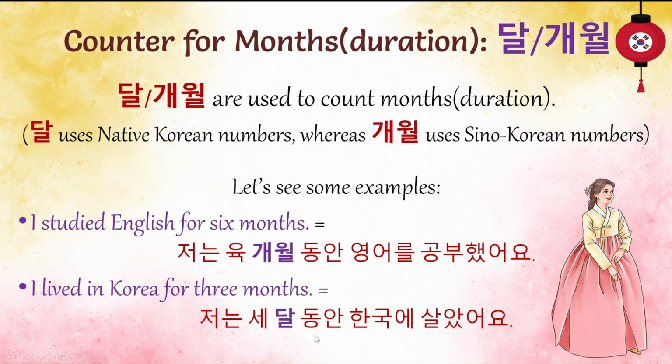All right, now focus on the difference. In the first example, we have used 개월 and therefore we have used the Sino-Korean number 육. And in the second example sentence, we have used 달 to indicate the counter for month, and with that we have used the native Korean number for 3, 셋. Okay, this is the difference. The format is same, the meaning is same, just the counter word differs along with the number system. 개월, Sino-Korean number system; 달, native Korean number system.